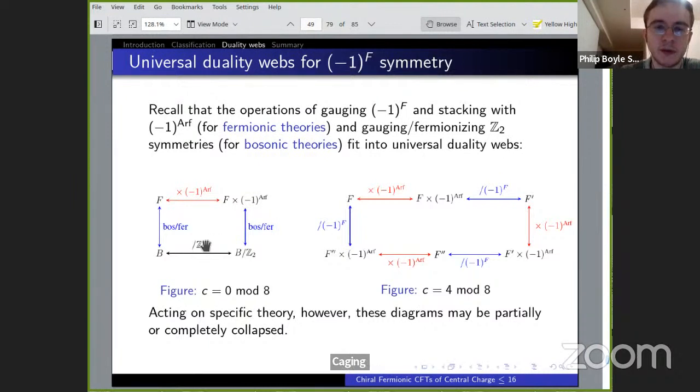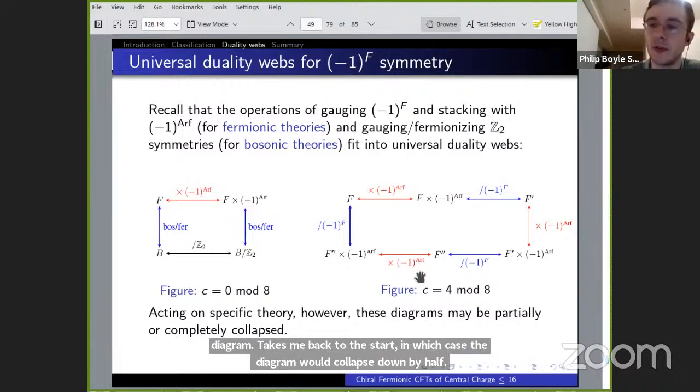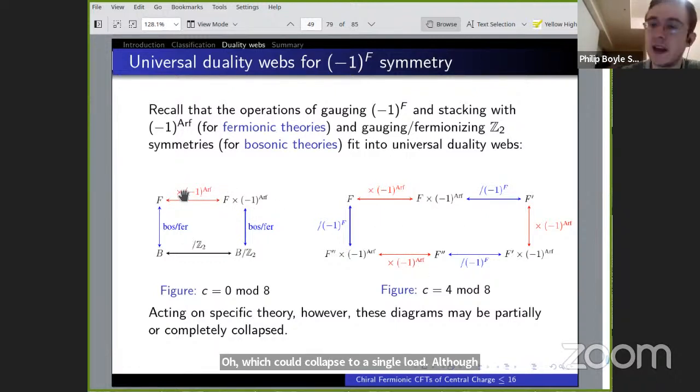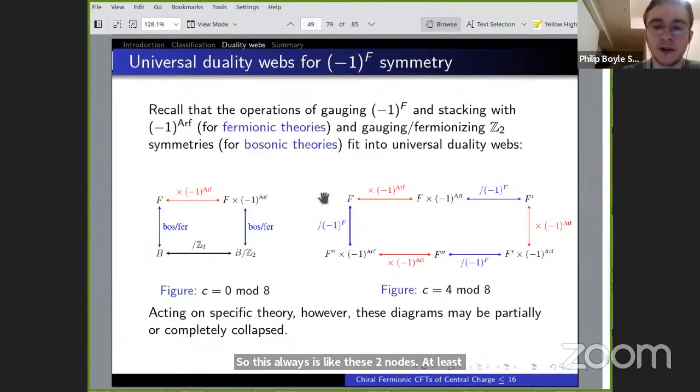But bear in mind that on any specific theory, these webs may be partially or completely collapsed, by which I mean not all the theories need to be distinct. For example, it's possible that going 3 around this diagram takes you back to the start, in which case the diagram would collapse down by half, or it could collapse to a single node. Although this diagram can never collapse to a single node because on the top we have fermionic theories and on the bottom we have bosonic theories. So this always has at least two nodes, but this one can collapse down to one node because everything's fermionic.